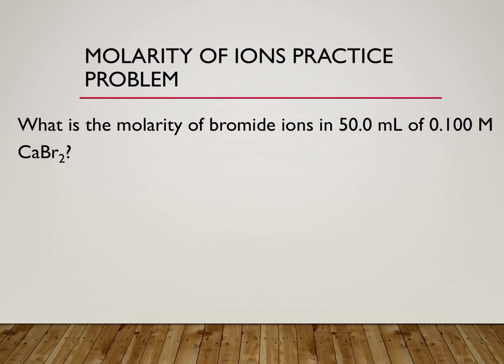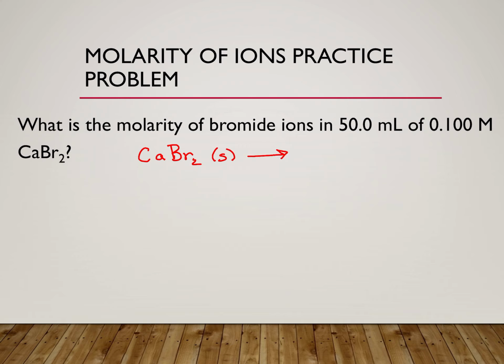So here's another type of problem, and it's kind of one that you're going to have to think about. This one says, what is the molarity of bromide ions in 50 milliliters of 0.1 molar calcium bromide? And the key here is to know that calcium bromide is an ionic compound. And when we put ionic compounds into water, so let's say we take our calcium bromide and it's a solid, and then I put it into water.